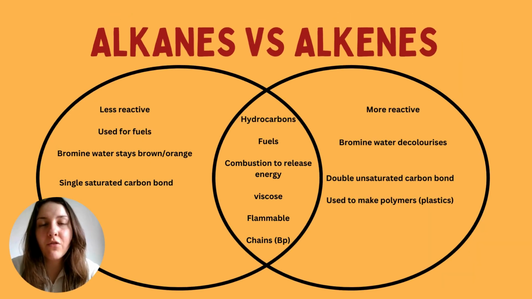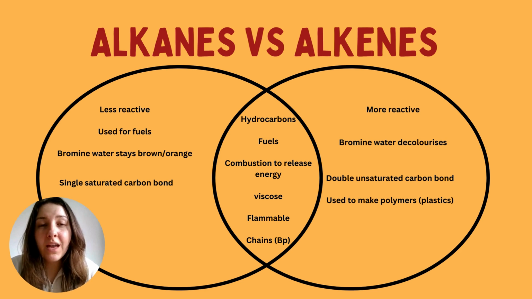Okay, so just as a bit of a summary, to clarify our understanding, alkanes versus alkenes and some of the similarities in between. This is what we call a Venn diagram. On the left, we have the information about alkanes. So they're less reactive, they're used for fuels, and this is because they are very flammable. They also can have quite a good viscosity, so they can be used for things like petrol and diesel. Bromine water stays brown or orange if there are alkanes present. And remember, this is a saturated carbon bond, so it's just a single carbon covalent bond that forms.